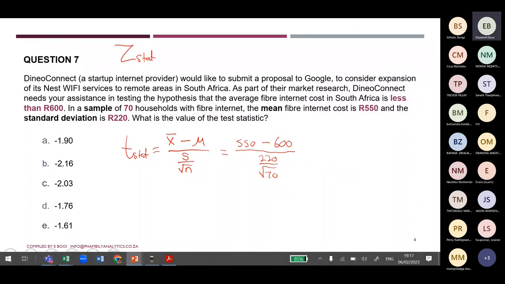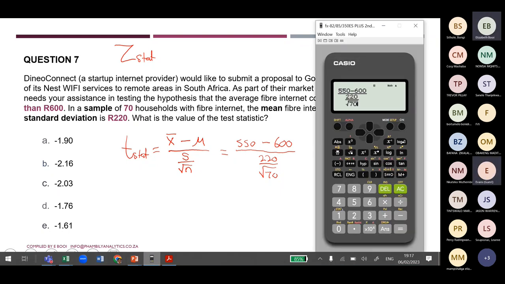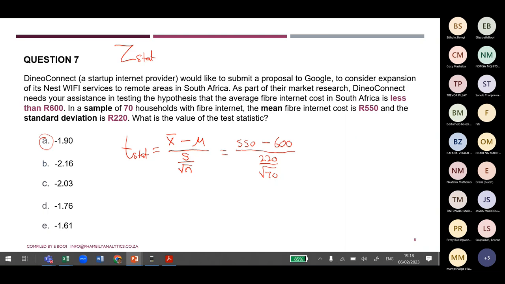What is the answer? -1.90. That is option A. Moving on to the next question.